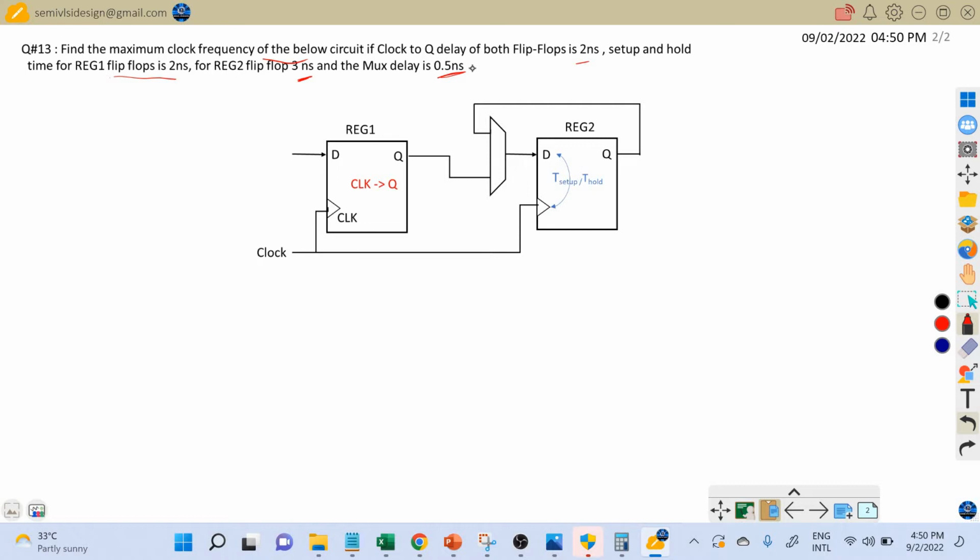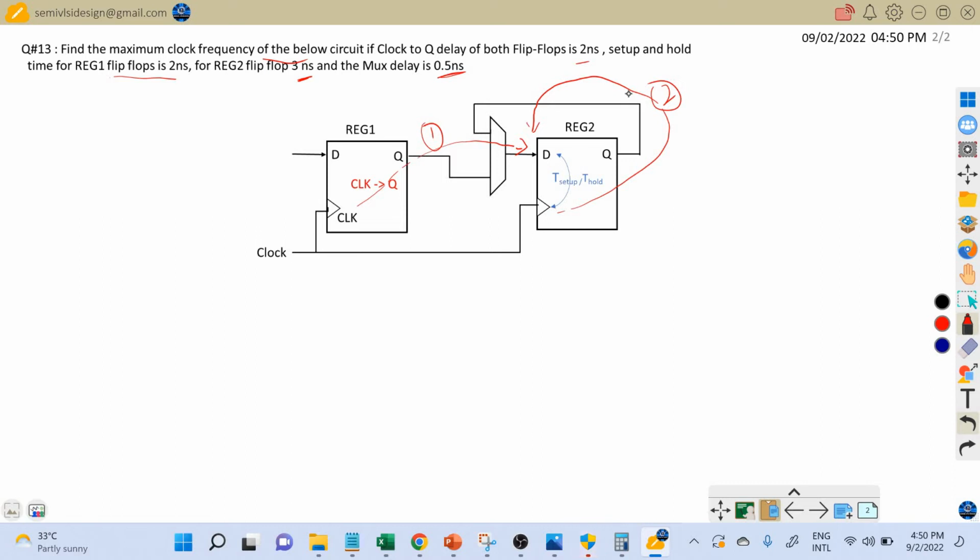there are more than one timing paths in this circuit. The first timing path starts from the clock pin of flip-flop 1 and ends at the data pin of flip-flop 2. Let's call it timing path 1. The second register-to-register timing path starts from the clock pin of flip-flop 2 and ends at the data pin of the same flip-flop 2. Let's call it timing path 2.